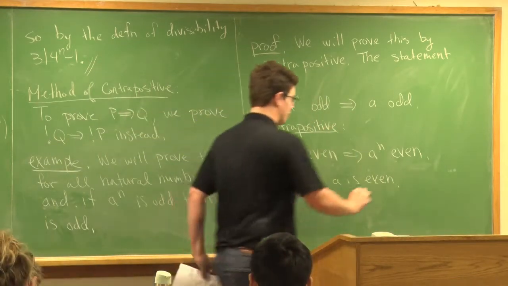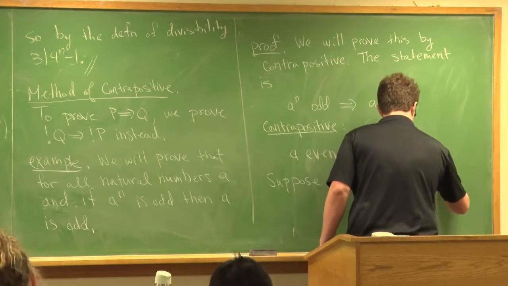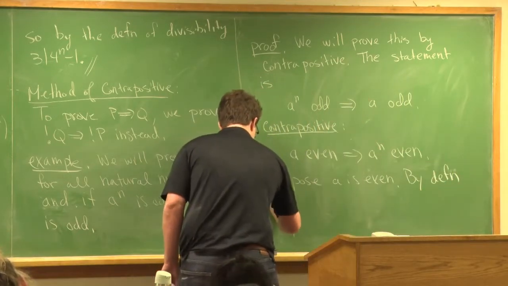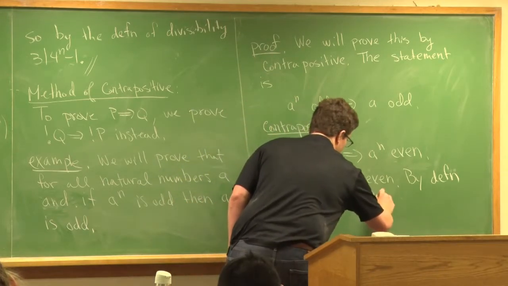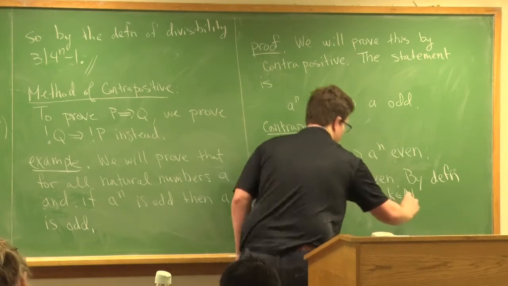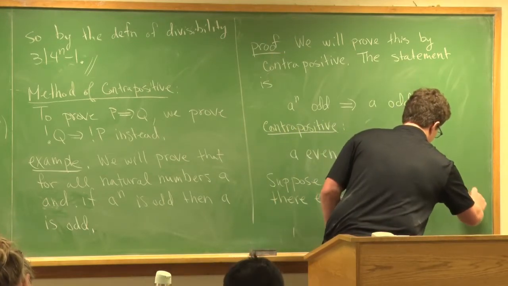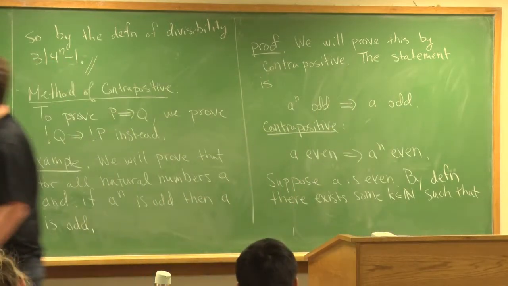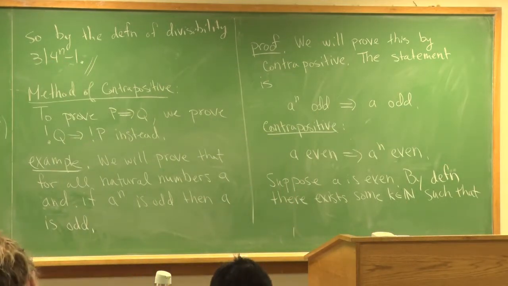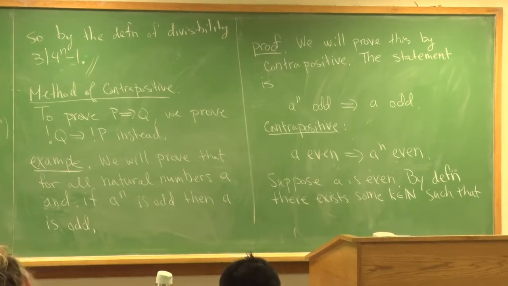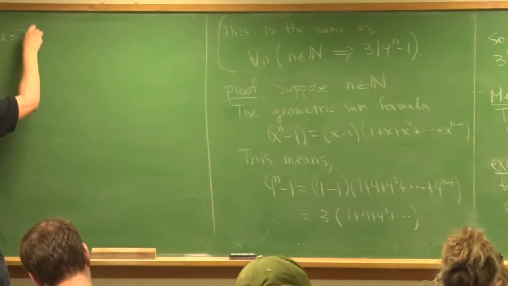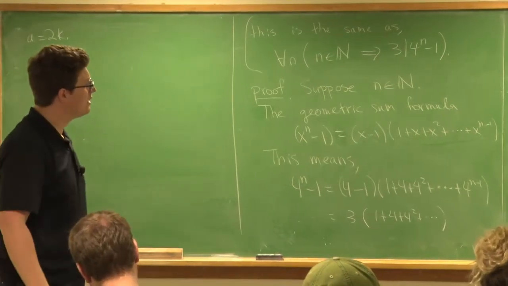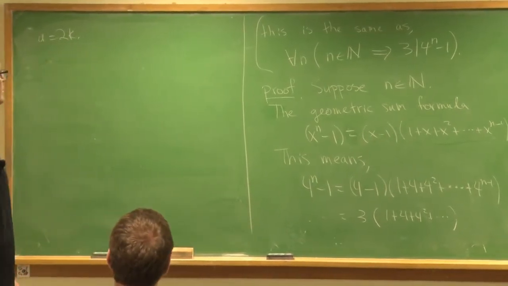Okay, so by definition, this means that there exists some k in the natural numbers such that, okay, we'll say what it means to be even. It means it's 2 times something. And I'm going to continue the proof over on this side. Such that A is equal to 2k. Okay, so that's what it means for it to be even.